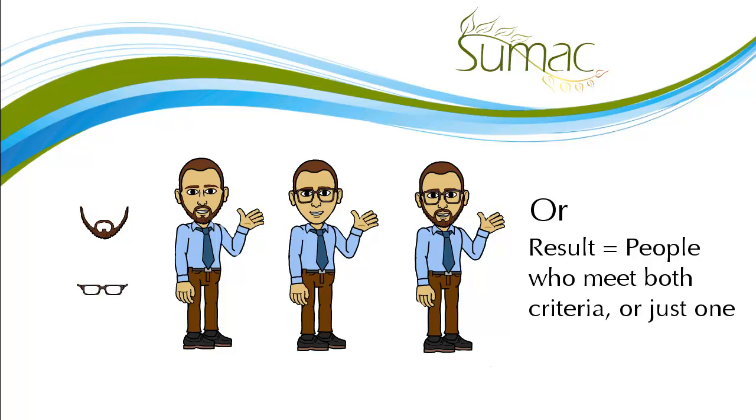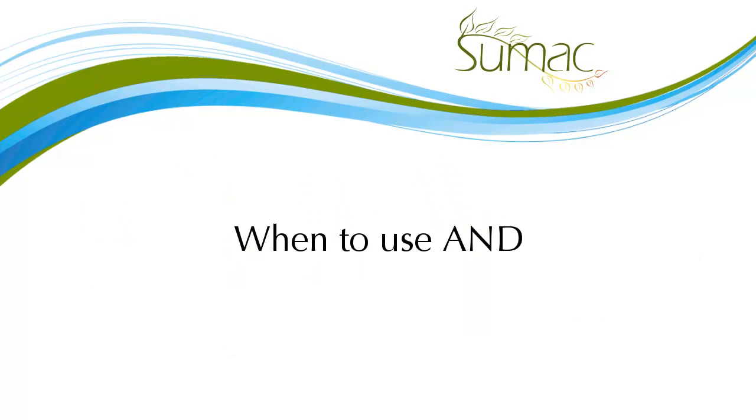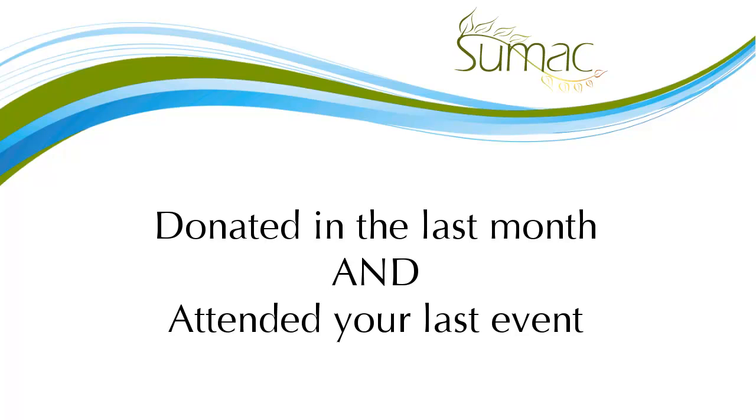Now that we have had a fun look at and or, consider some more realistic examples. When you link search criteria with an and connector, Sumac finds only the results that satisfy both the criteria in your search. For example, perhaps you need to find contacts who donated in the last month and attended your last event. Because the criteria are connected with an and, Sumac finds only contacts in your database who did both things. Contacts who made a donation in the last month but did not attend your last event will not be included in the results Sumac finds.